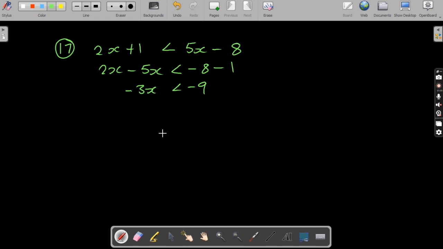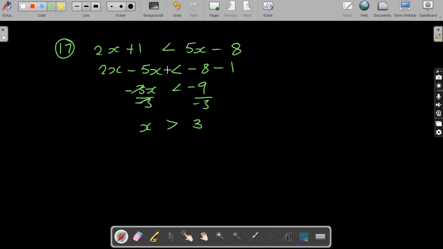Now, with inequalities, whenever you divide or multiply by a negative, the side which the inequality faces changes as well. So now, if I divide both sides by negative 3, so I only have x on that side, then this will give x on this side, and since I divided by a negative, this will change to this sign, which is greater than, and that is 3. So now our answer is x greater than 3.